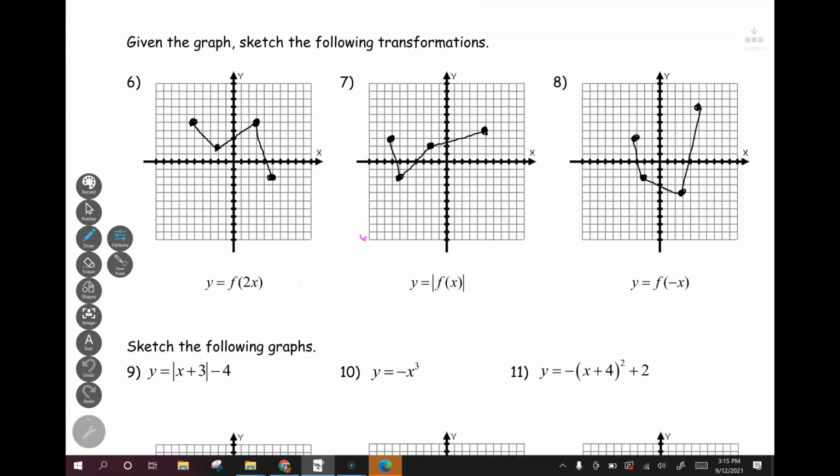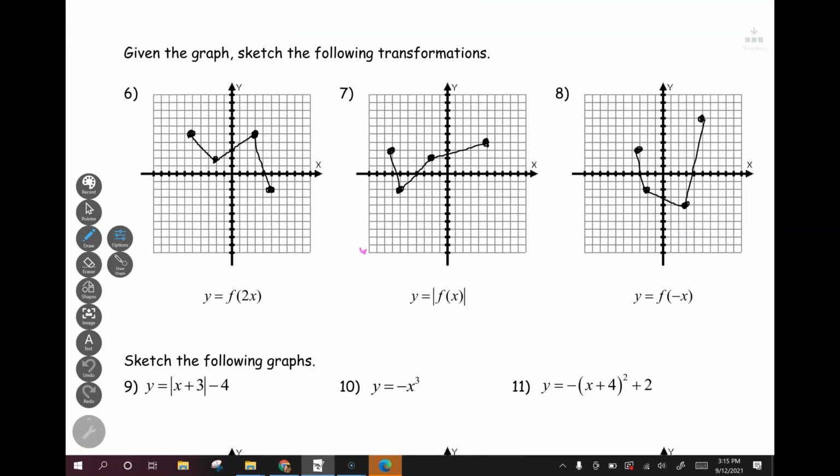All right, next page, we're going to be graphing some transformations. Okay, so anytime you have a number being multiplied by x on the inside, that is going to affect x. However, remember, anything inside with x does the opposite of what you would think. So right here, this 2, instead of multiplying x by 2, we're going to do 1/2 x. So you're going to take each point, get the x value, and half it. And that's your new point.